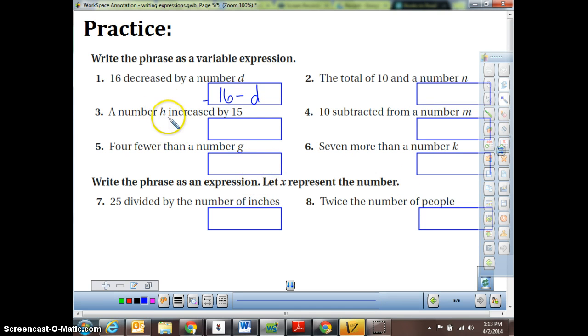So now we have a number h increased by 15. Increased is going to mean addition. So we'll have h plus 15. 4 fewer than a number g. So 4 less than a number, 4 fewer than. That means I've got to start out with my g and subtract 4. And then write the phrase as an expression. We're going to use x this time. 25 divided by the number of inches. So 25 divided by x inches.